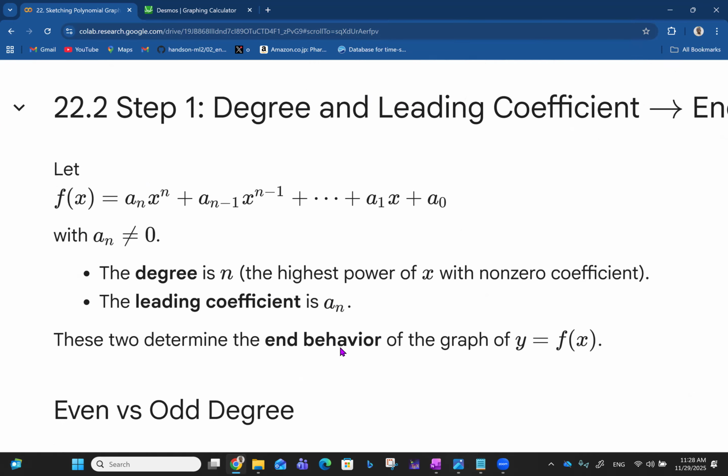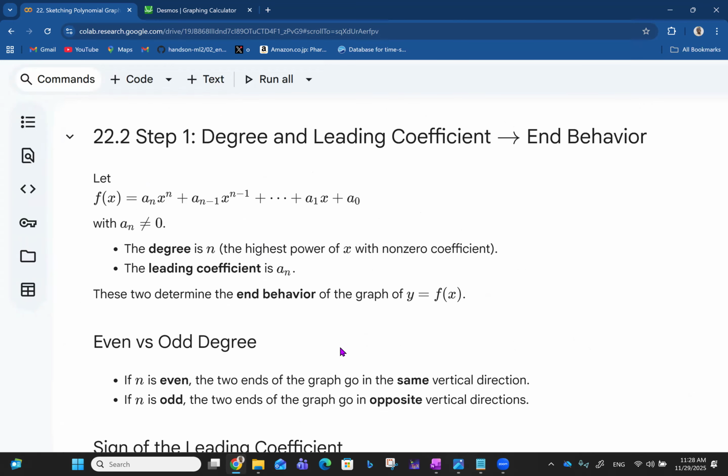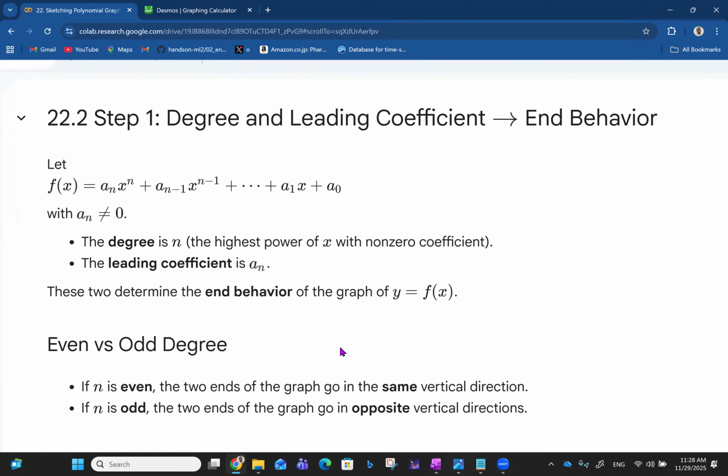Degree and leading coefficients, of course, we've talked about this several times. So step one is about degree and leading coefficient, and this tells us the end behavior of the curve. So let f of x be a_n x raised to power n plus a_(n-1) x raised to power n minus 1, plus all of that, plus a_1 x plus a_0, with a_n not equal to 0. So the degree is n, of course. That's the highest exponent. The degree is then the highest power of x with non-zero coefficient. Then the leading coefficient is a_n. So these two determine the end behavior of the graph of y equals f of x.